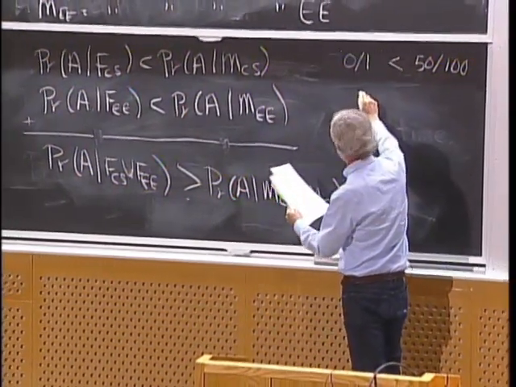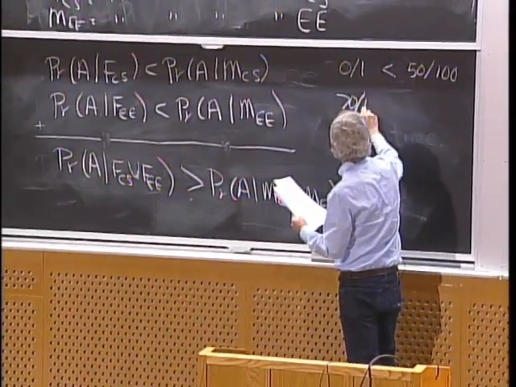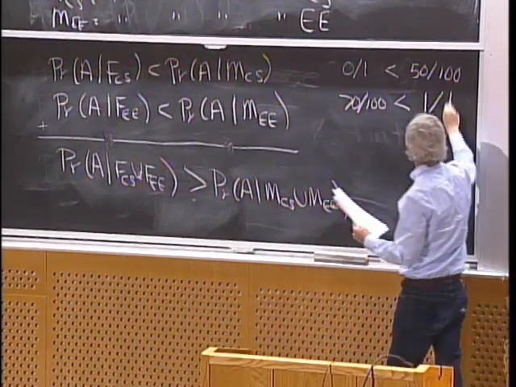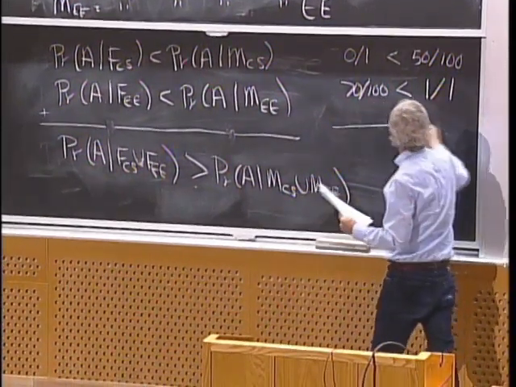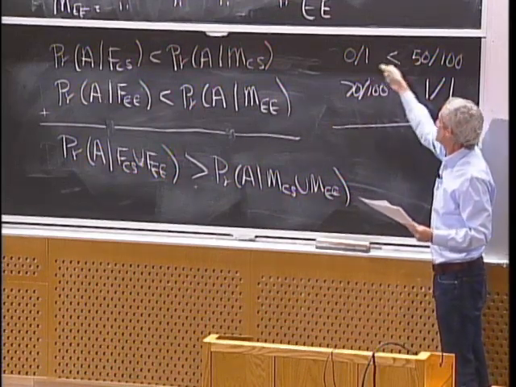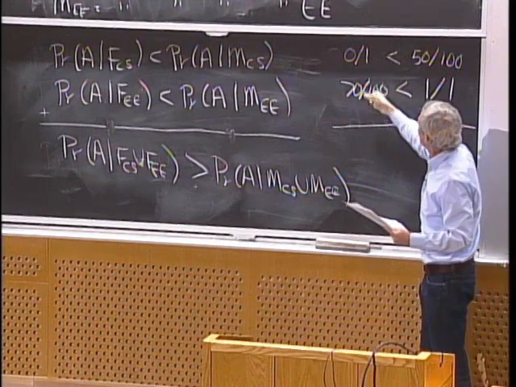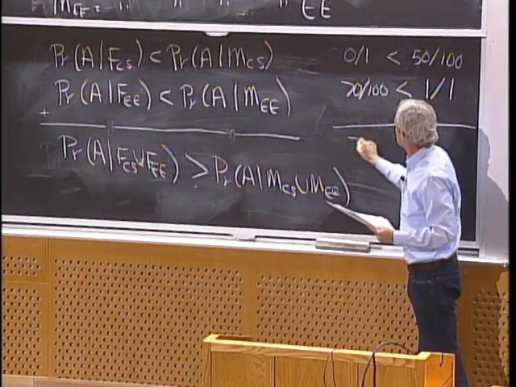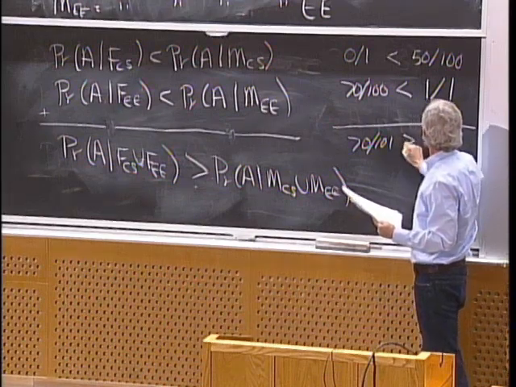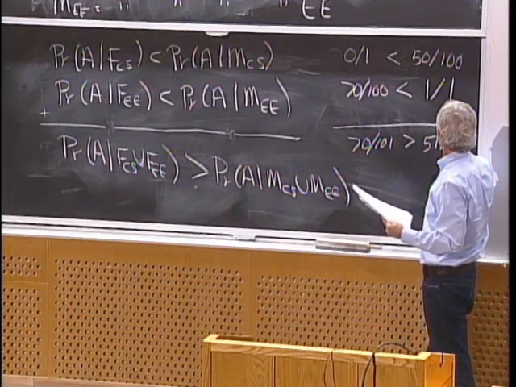And that in EE, 70 out of 100 women were admitted, compared to the men which had 1 out of 1. All right, so as ratios, 70% is less than 100%, 0% is less than 50. Now if I look at the 2 departments as a whole, I get 70 over 101 is in fact bigger than 51 over 101.